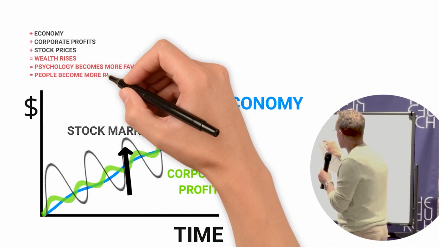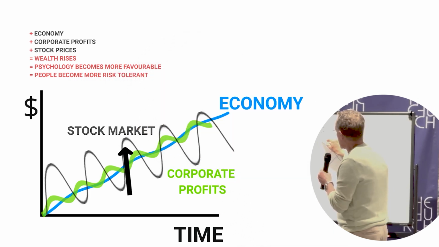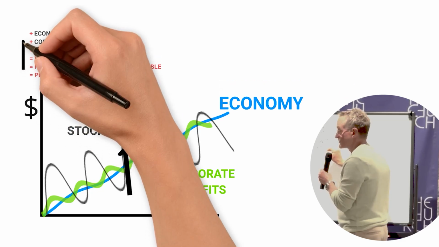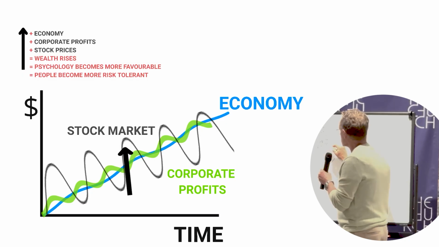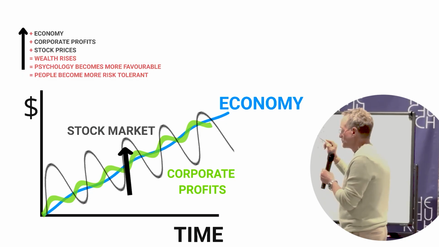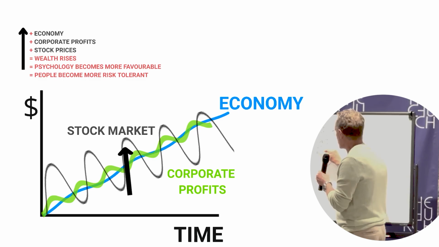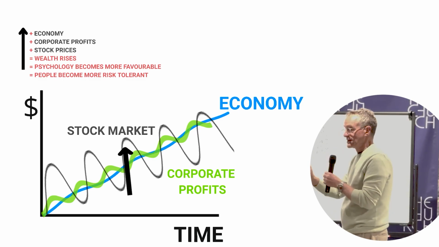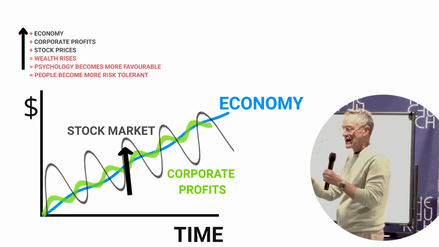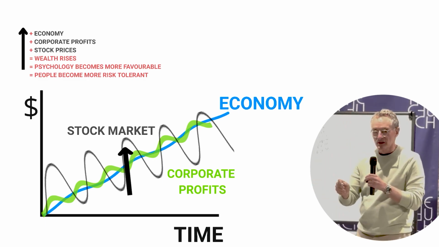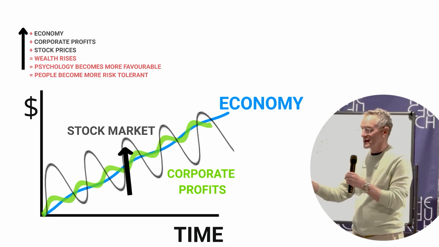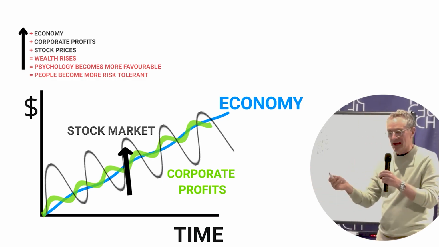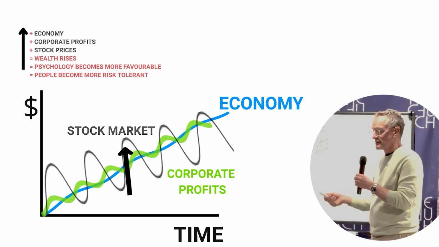That causes wealth to rise, and that causes psychology to become more favorable, and that causes people to become more risk tolerant. Remember, I said people are risk averse. Sometimes they forget to be risk averse, and they become risk tolerant. Why? Because they believe that the more risk you take, the more money you get, which is a great trap. And it works until it doesn't, at which time you're punished.